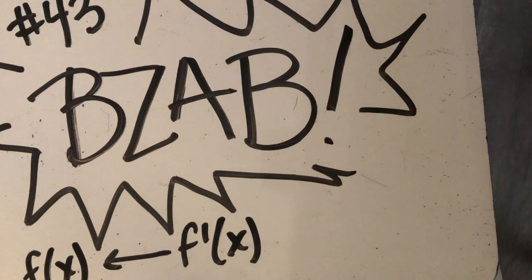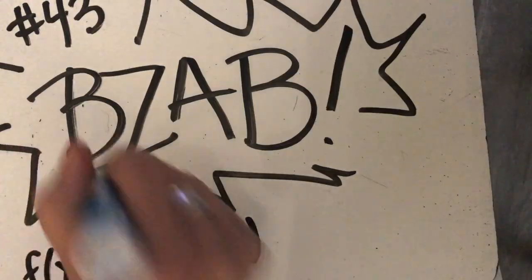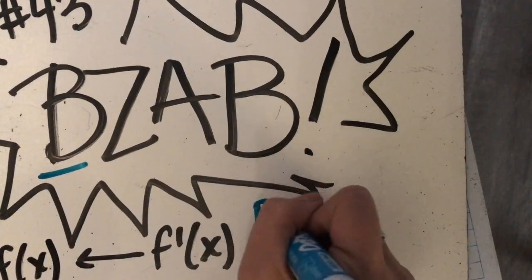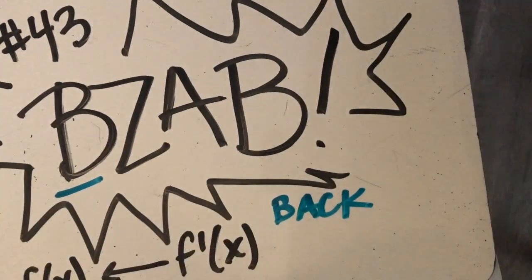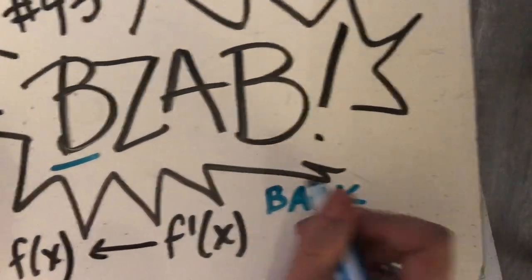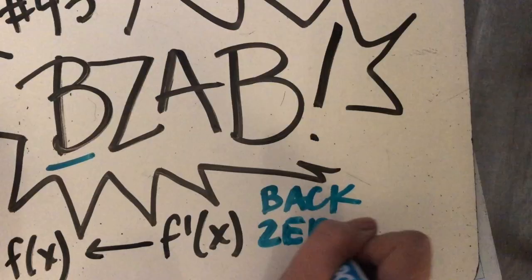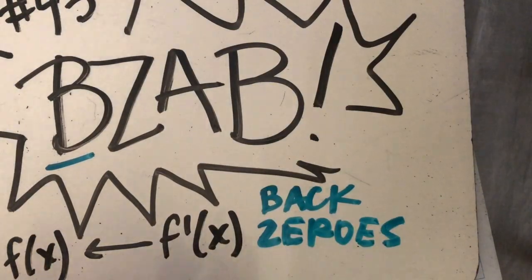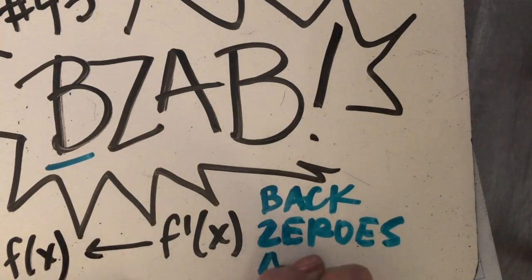And this is what BZAB stands for. So B means backwards, okay? Like I said, when we're going from the derivative back to the original, or when we're going from the second derivative to the first derivative, B is back. Z is zeros, so we're going to plot our zeros. And then above and below.